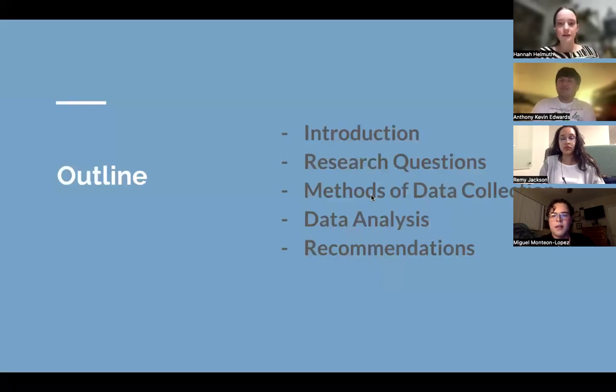So, to look over a little outline of our presentation, first we'll do an introduction of SWB and just the general idea of our presentation. Then we'll look a little bit at the research questions as an overview, our methods of data collection, as well as more in-depth data analysis. And lastly, we'll talk about some recommendations that we have for both SWB as well as Cal Poly.